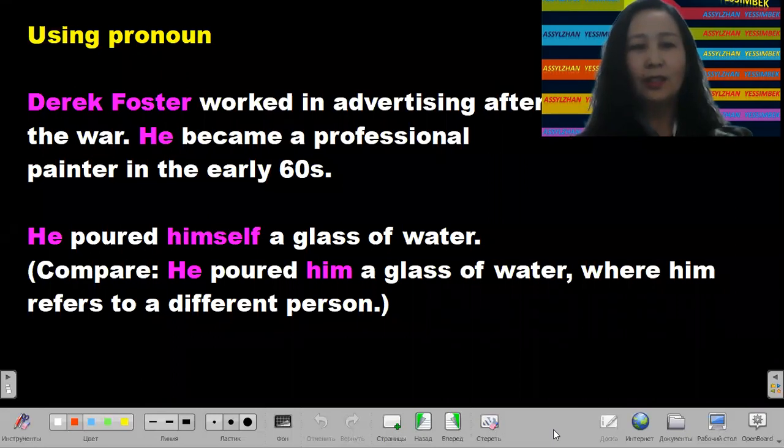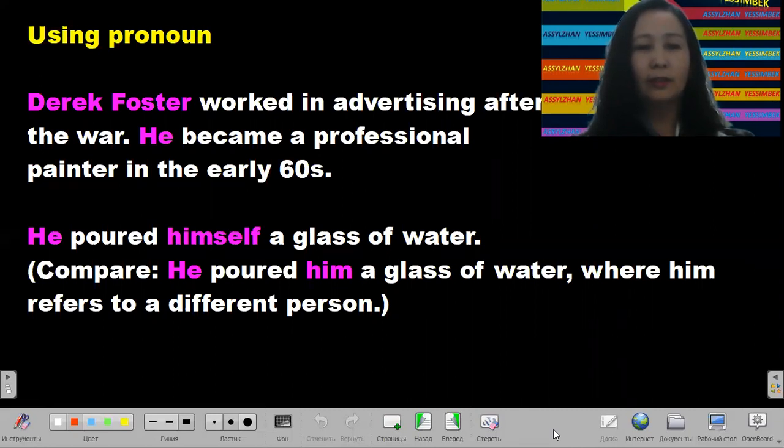The first way is using pronouns. For example, Derek Foster worked in advertising after the war. He became a professional painter in the early 60s. So if you've noticed, instead of repeating his name again, Derek Foster, we have used the pronoun he.